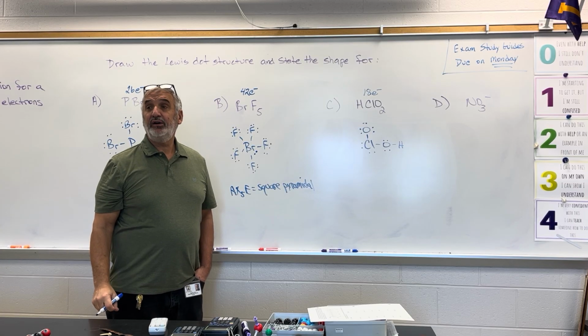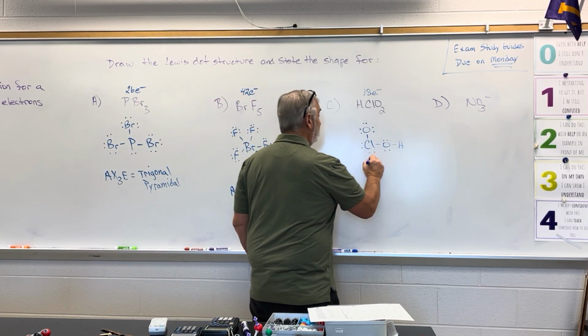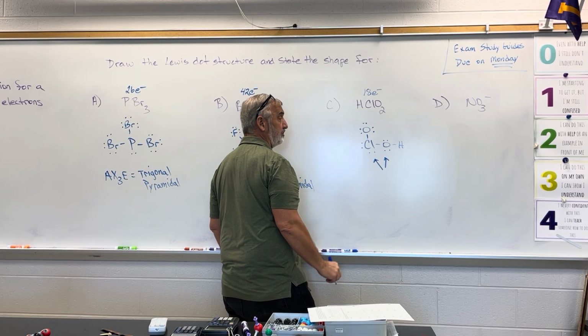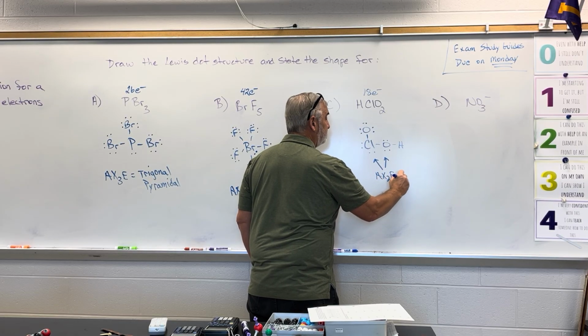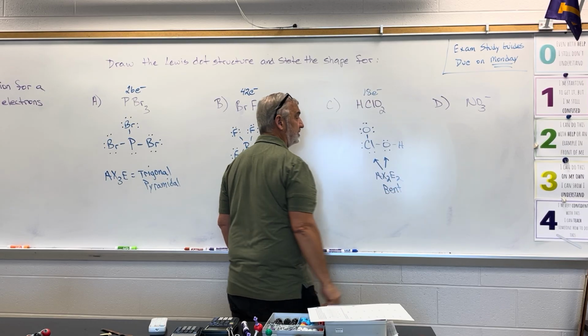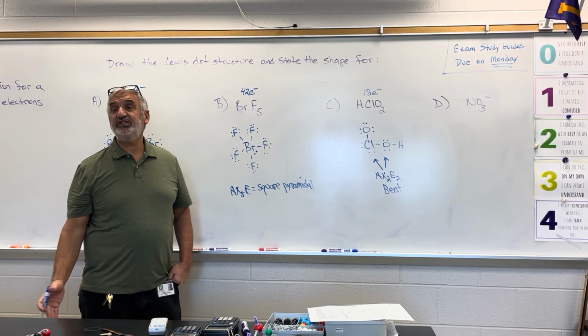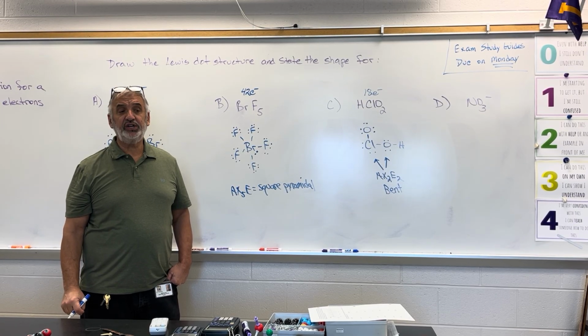Now, we have 2 central atoms here. But they're both, what AX formula? AX2E2. AX2E2, so they're both going to be what shape? Bent. Bent. Okay, so you always say the shape around each central atom. You don't have an overall shape of the molecule.